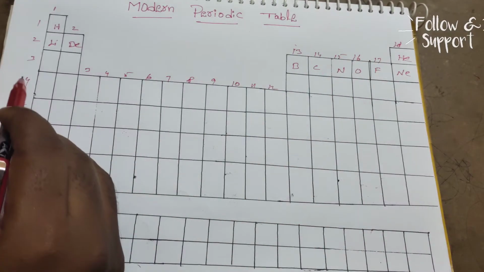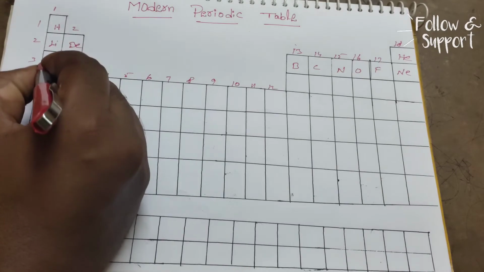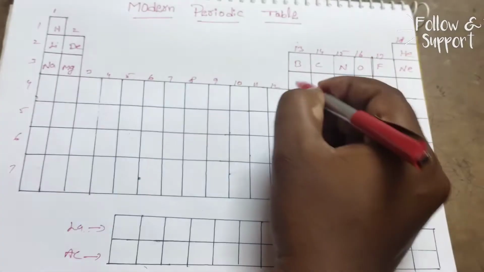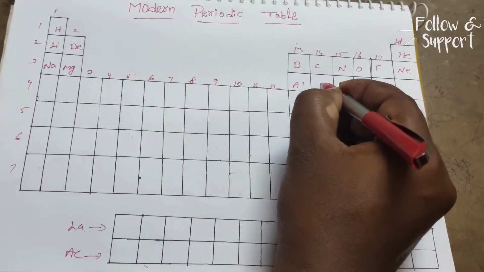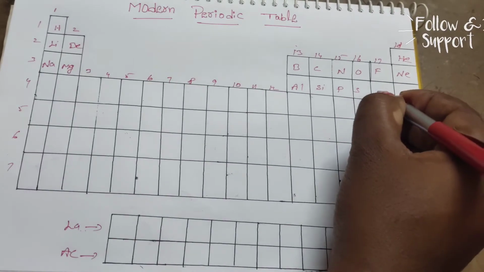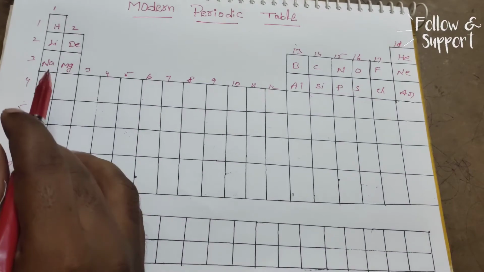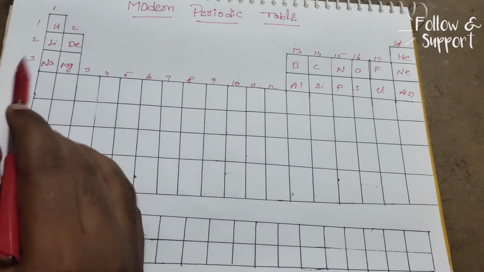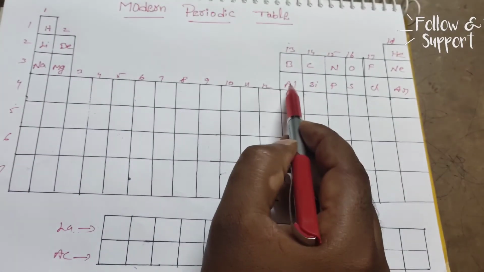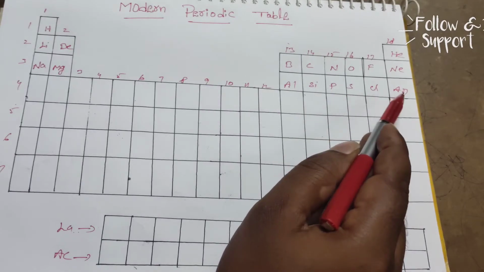The third period also contains 8 elements: sodium, magnesium, aluminium, silicon, phosphorus, sulfur, chlorine and argon. Okay students, how many elements does the third period contain? 8 elements: sodium, magnesium, aluminium, silicon, phosphorus, sulfur, chlorine and argon.